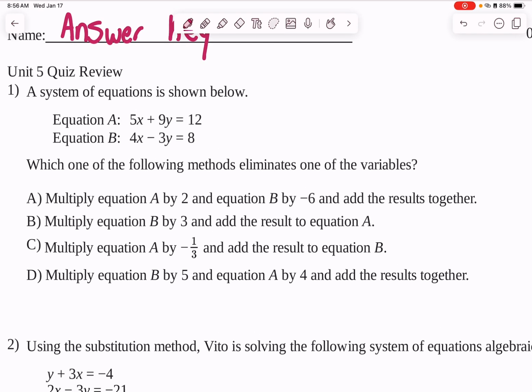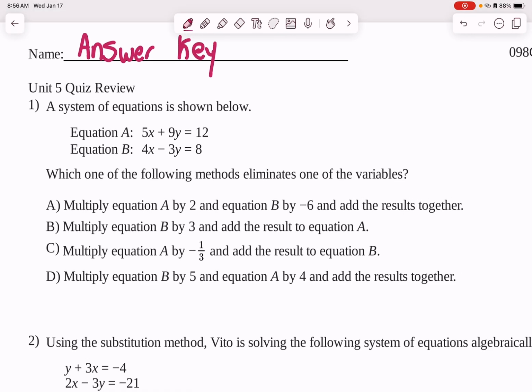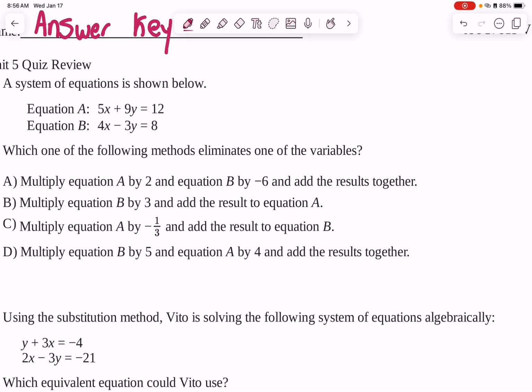All right, question 1. A system of equations is shown below. Which of the following methods eliminates one of the variables? Let's try all of them. Method A says multiply equation A by 2. So I'm going to multiply this by 2. Let's do that now. That would give me, this is option A, 10x plus 18y equals 24. And then it says multiply equation B by -6.